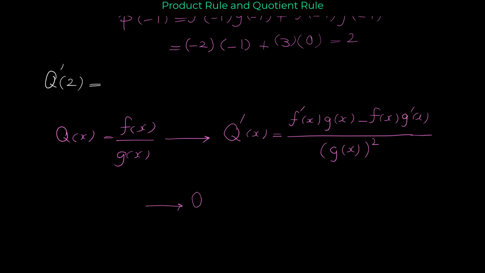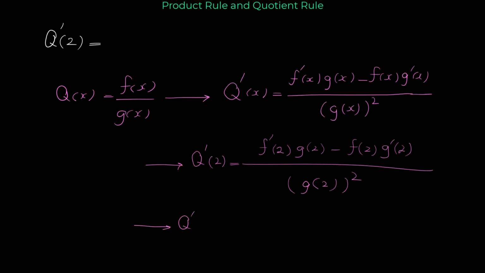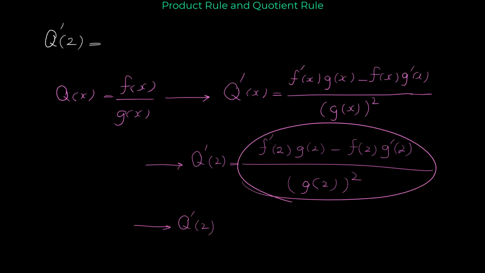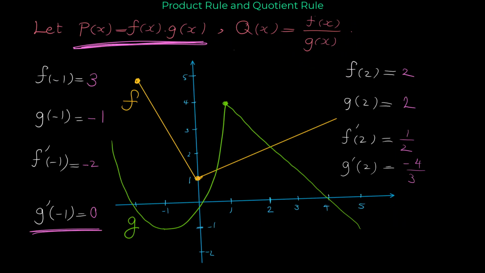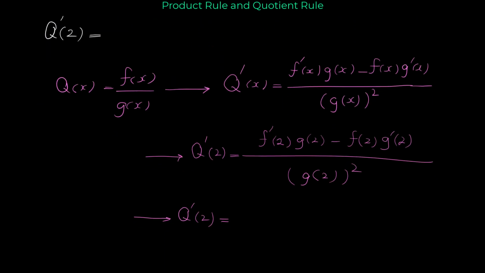We want to find q prime at 2. So we have to plug in 2 for x. F prime of 2 times g of 2 minus f of 2 times g prime of 2 all over g of 2 all to the 2. We need these values here for finding q prime of 2. F of 2 is 2, g of 2 is 2. So g of 2 is 2, so in the denominator we have 2 to the 2.